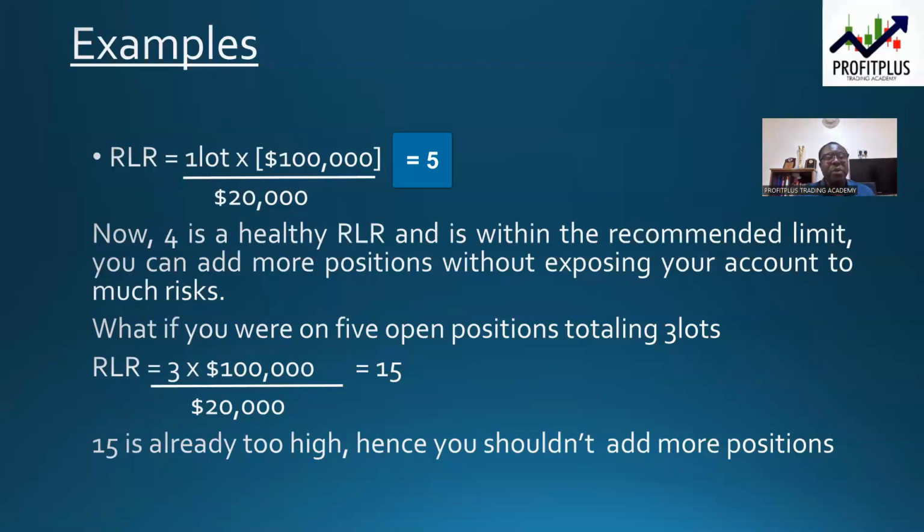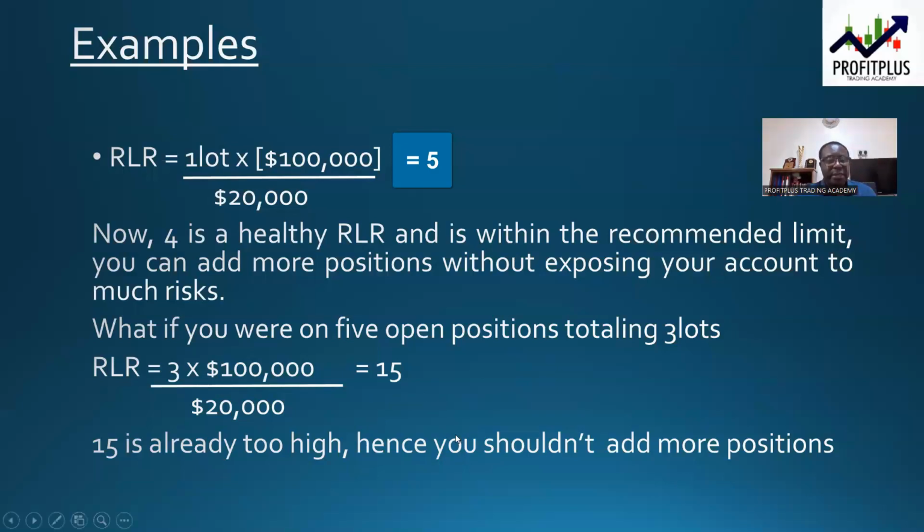Now, the next question is, what if you were on 5 open positions totaling 3 standard lots? Then you do another calculation. Your real leverage rate is 3 times 100,000 divided by the 20,000 account balance. So what is the value? 15. So 15 is already too high, hence you shouldn't add more positions. If you add further positions, you are putting a lot of pressure on your trading account.